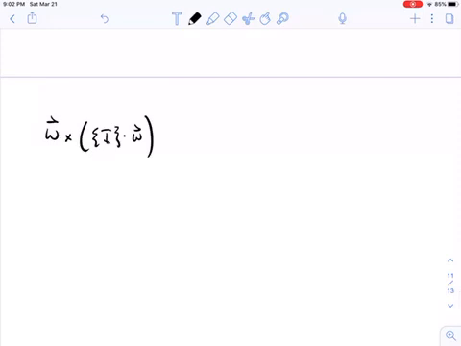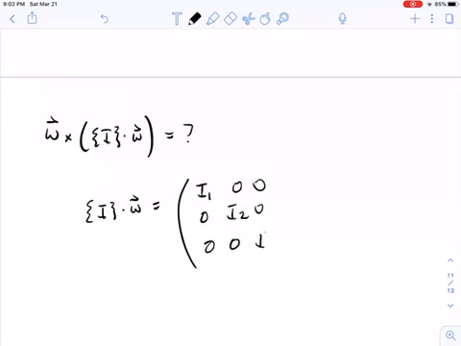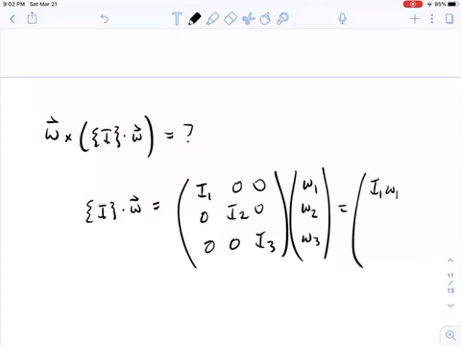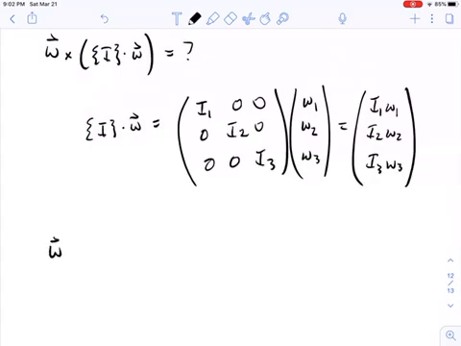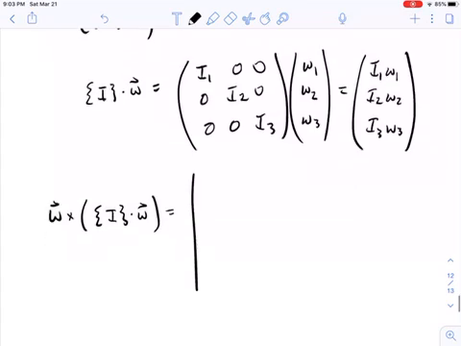If I is diagonal, then we have I1 0 0, 0 I2 0, 0 0 I3, and our omega vector is going to have components along these principal axes. And when we multiply this out, we just get a simple result: I1 omega 1, I2 omega 2, I3 omega 3. Okay, so that means that omega cross I dot omega, or omega cross L, is equal to, so we can evaluate our cross product using the determinant of a matrix.